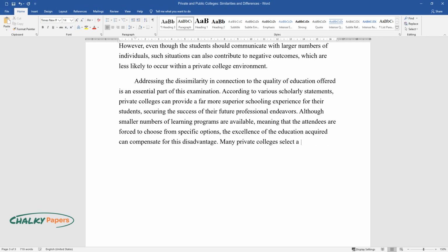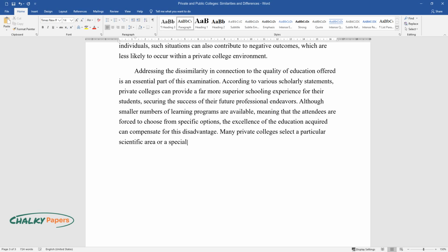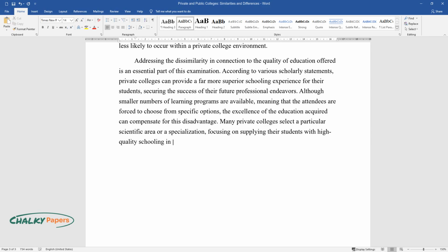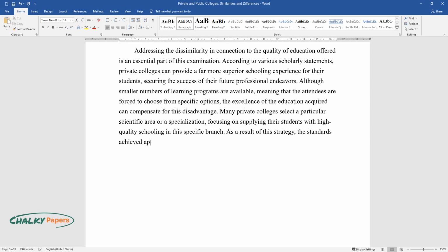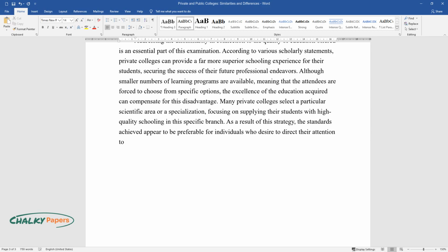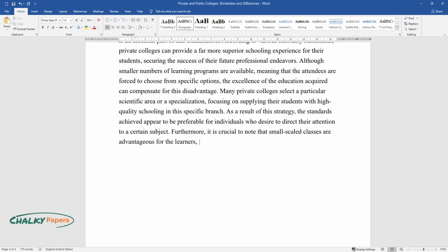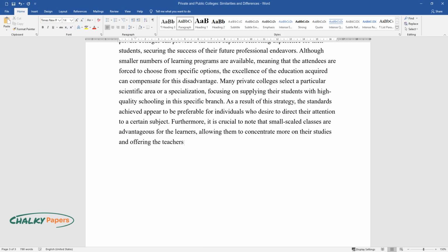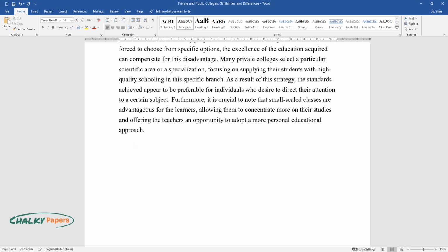Many private colleges select a particular scientific area or a specialization, focusing on supplying their students with high-quality schooling in this specific branch. As a result of this strategy, the standards achieved appear to be preferable for individuals who desire to direct their attention to a certain subject. Furthermore, it is crucial to note that small-scaled classes are advantageous for the learners, allowing them to concentrate more on their studies and offering the teachers an opportunity to adopt a more personal educational approach.